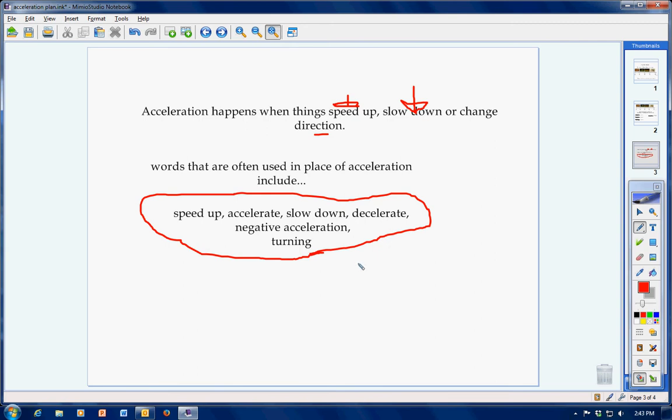Decelerate and accelerate, they mean the same thing scientifically. In fact, decelerate really isn't a science thing. It's only a word that's used for regular life, but not really in science. It's not really a science word.